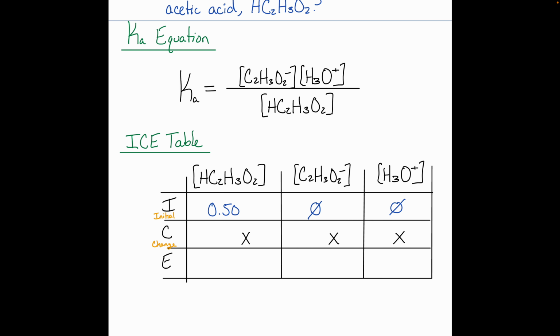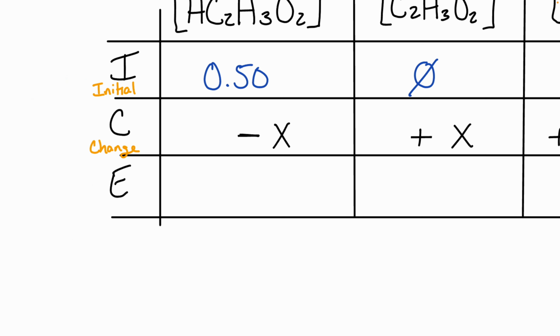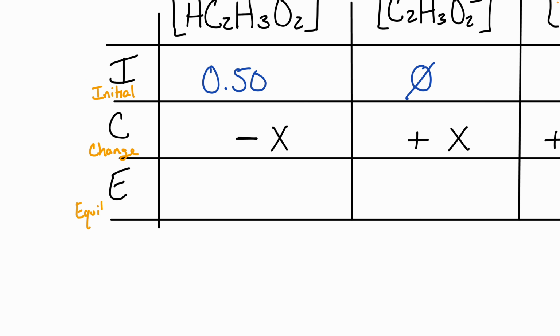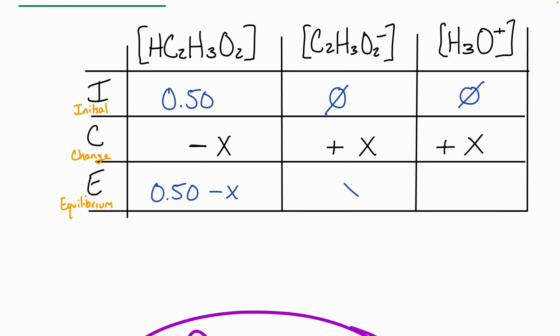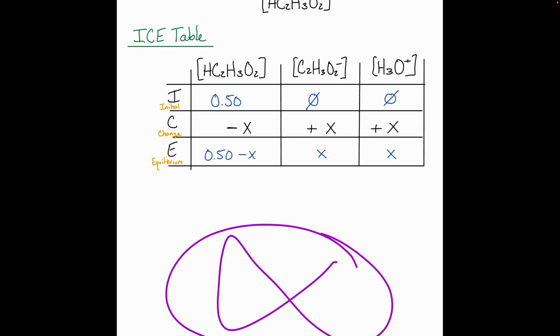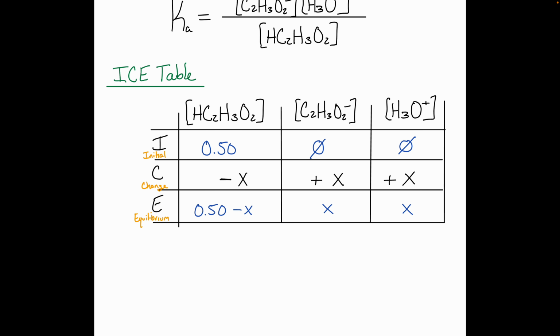Okay, and then we've got to worry about the sign of x. What's the sign of x in my reactants? Negative. We're going to decrease for our reactants. Products will increase. Okay, and then to get my E box, my equilibrium box, what do we do? Sum them up. So 0.50 minus x, and x and x. 0 plus x is x, 0 plus x is x.